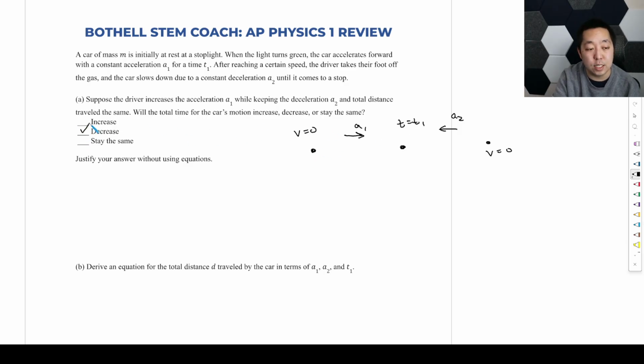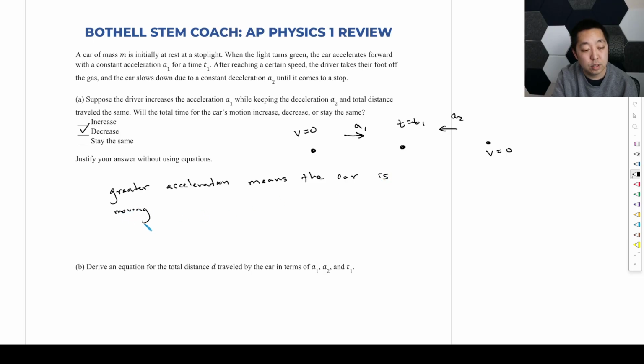Hopefully that makes sense. It decreases because with a greater acceleration, we're going to travel the same distance in less amount of time. So a greater acceleration means the car is moving faster and will cover the same distance in less time.